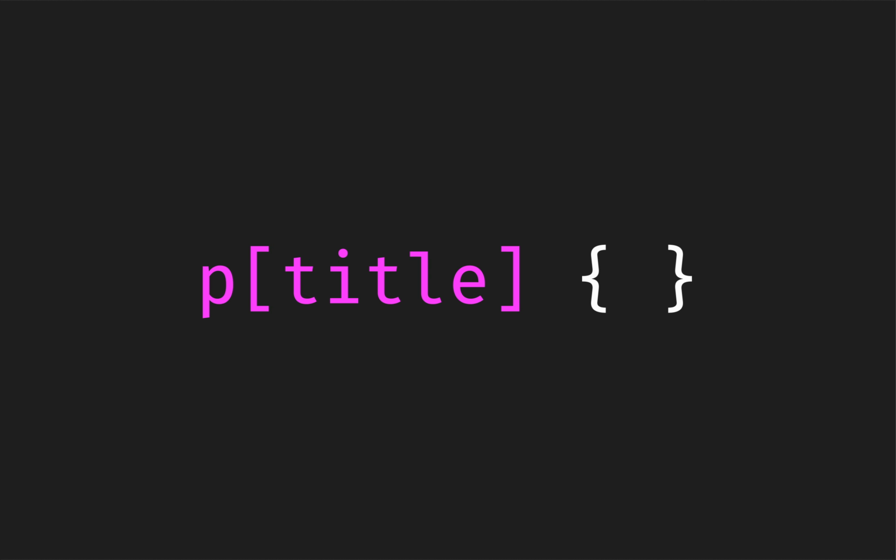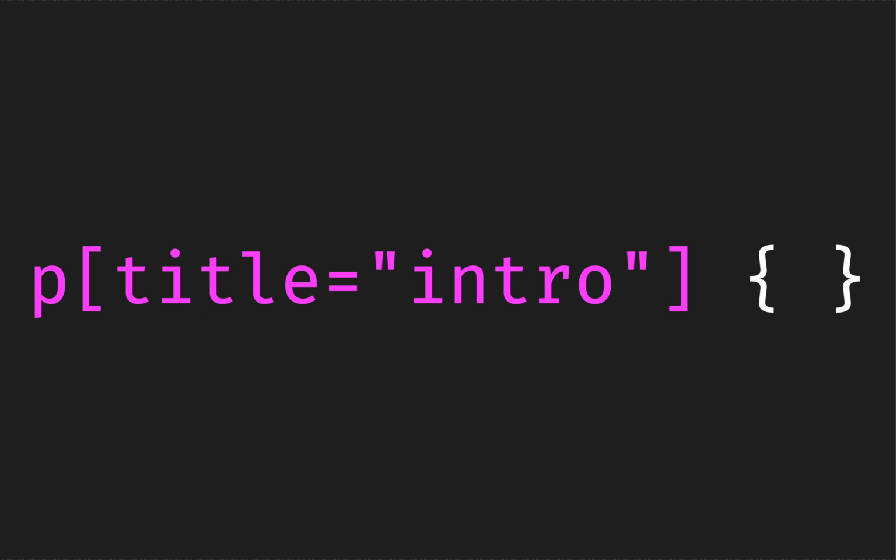You also have attribute selectors. Now, what this does is that it targets elements based on the presence of certain attributes. So this targets a paragraph that has the title attribute present. We can go ahead and target a paragraph with a title attribute that has a specific value. So this targets a paragraph with the title intro. So the past example we had was just targeting paragraphs with title element present.